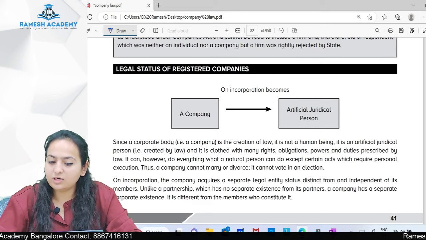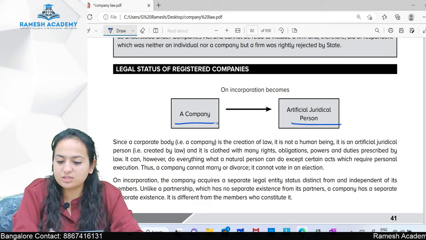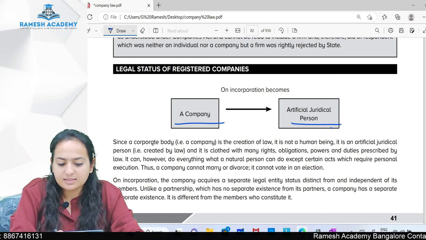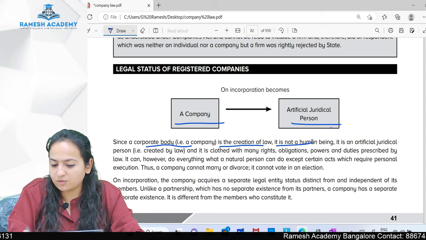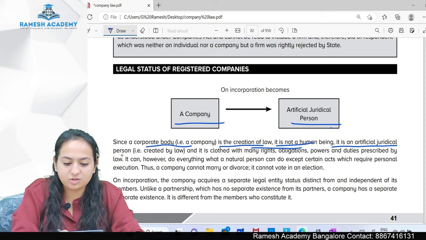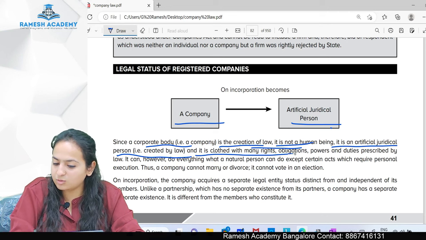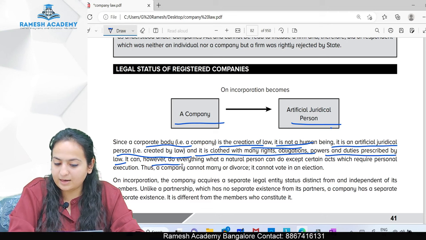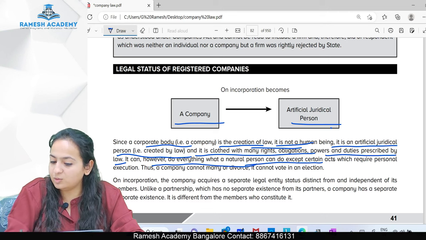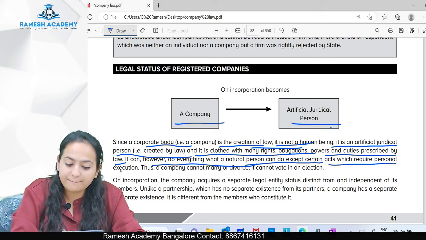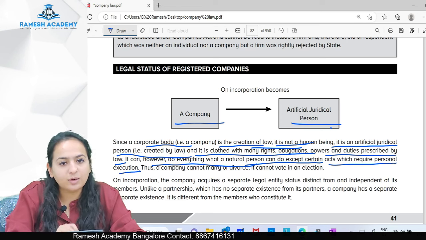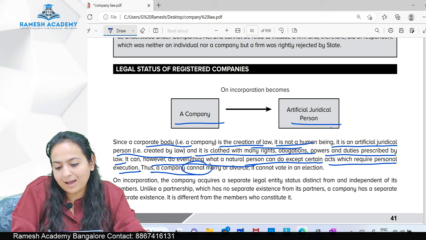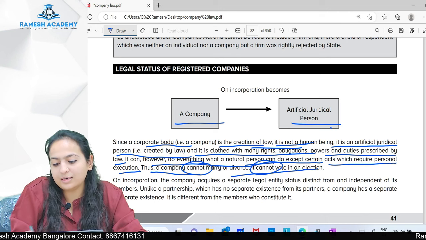So, on incorporation a company becomes an artificial juridical person, which means it is separate from its members. Since a body corporate is a creation of law, it is not a human body. It is an artificial juridical person created by law and it is clothed with many rights, obligations, powers and duties prescribed by law. It can, however, do anything that a natural person can do except certain acts which require personal execution. Thus, a company cannot marry or divorce. It cannot vote in an election.